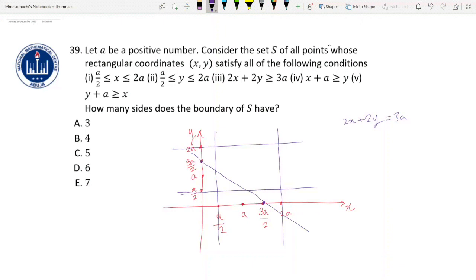And then for the other one, x plus a greater than or equal to y. So we just plot the graph x plus a equals y, and then we look at it. When x is 0, y is a. So that's this point. And when y is 0, x is minus a. So we draw, sketch this.